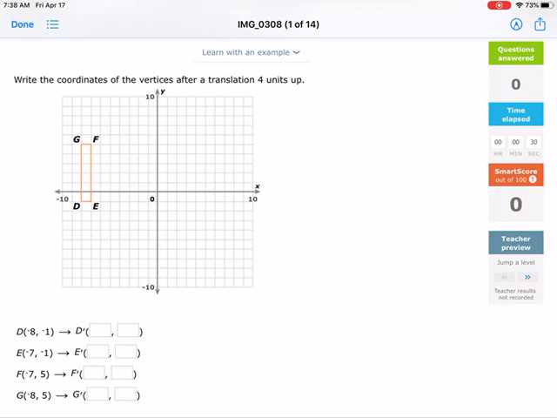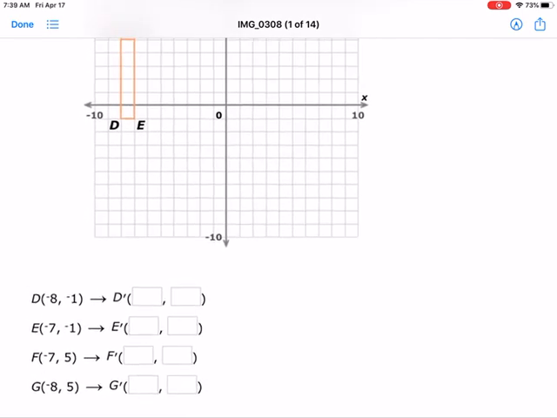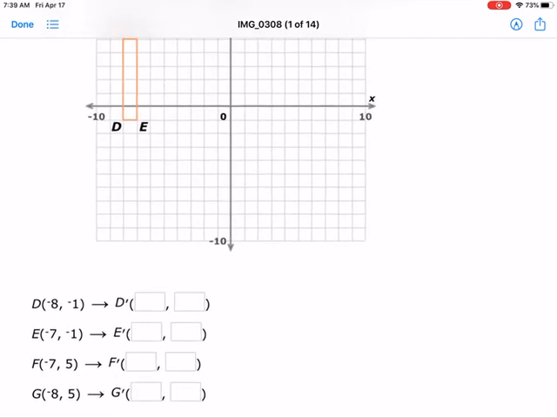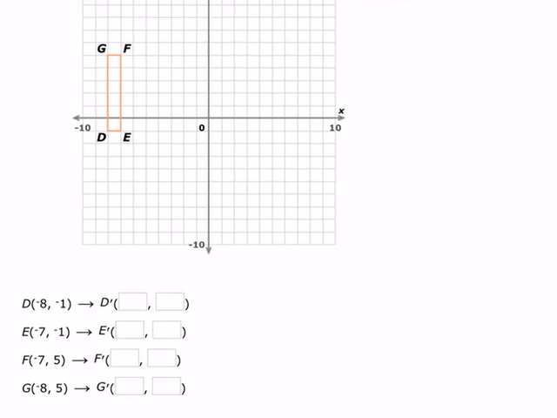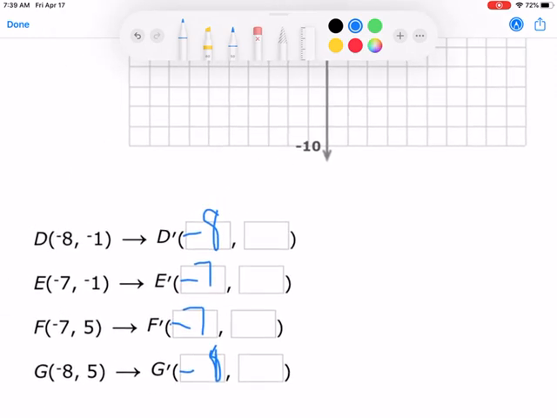All right, so write the coordinates of the vertices after a translation 4 units up. When you're just going 4 units up, you're just adding 4 to the y values. You don't change the x values. You're just going up. So I'm just going to keep all my x values the same. So -8, -7, -7 again, and then -8 again. That's an 8. Oh, boy, that's a terrible 8. Ugh, jeez. And then to the y values, just add 4, because you're only going up 4.